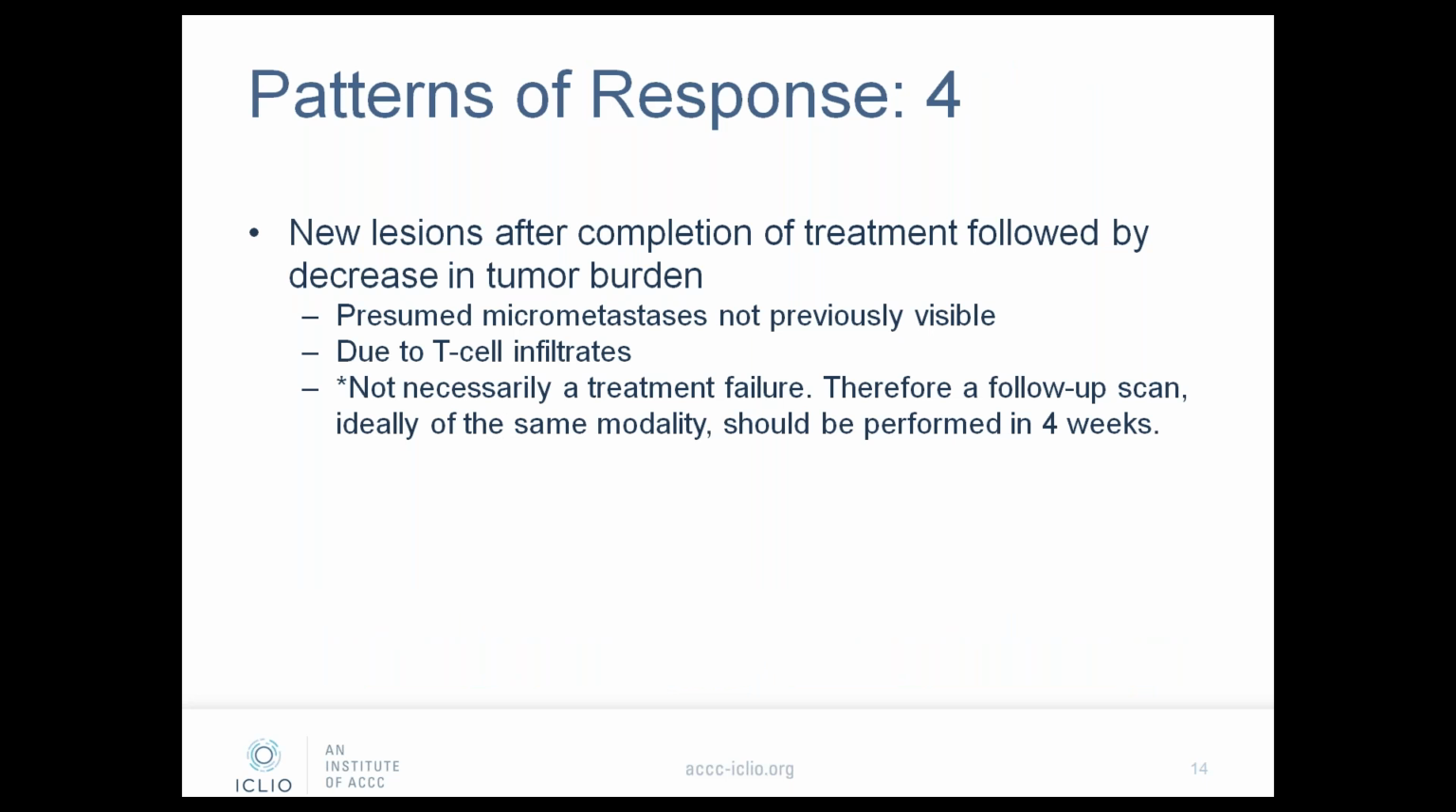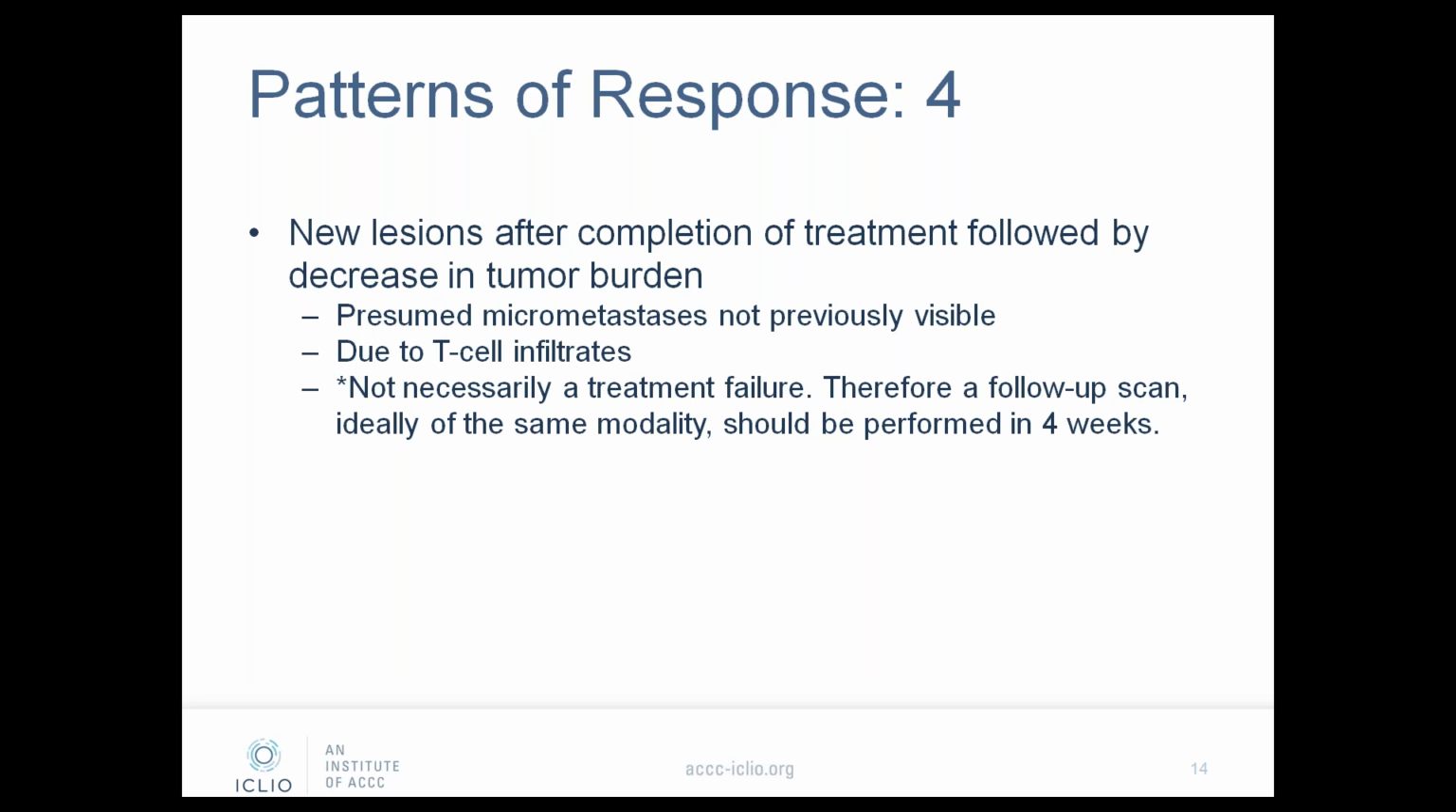And then finally, the fourth pattern of response is when you see new lesions after completion of treatment followed by a decrease in tumor burden. This is presumed due to micrometastases not previously visualized due to T-cell infiltrate. So, as I refer back to that slide of the images of the cells infiltrating, when more cells infiltrate, things now become visible. So the key here is it's not definitely a treatment failure. Therefore, we recommend a follow-up scan in 4 weeks comparing these lesions.